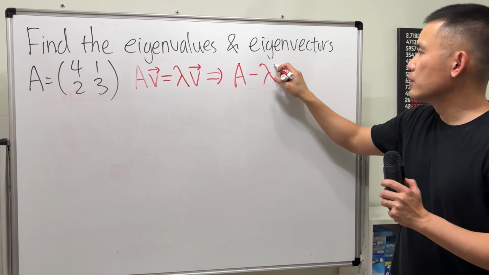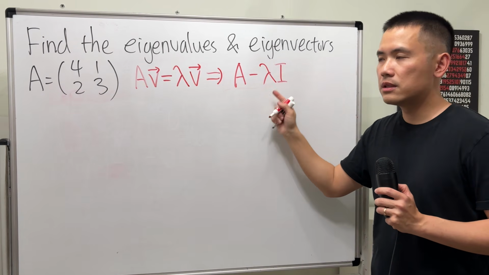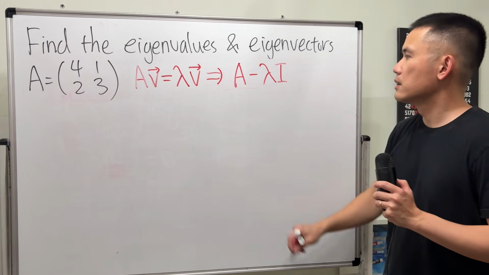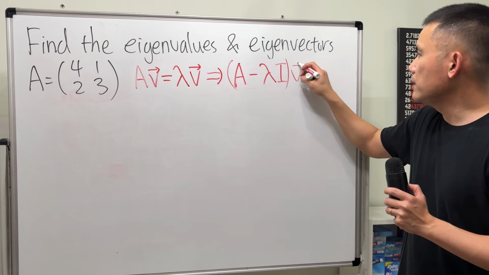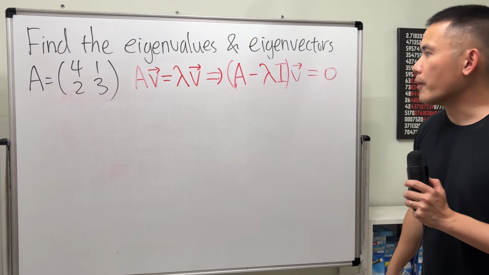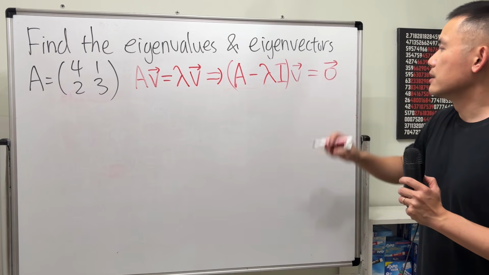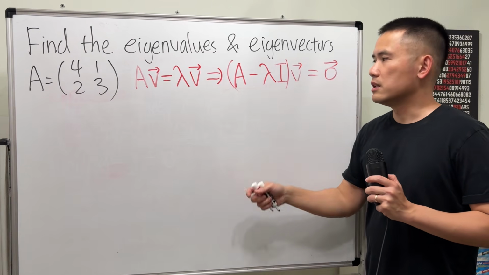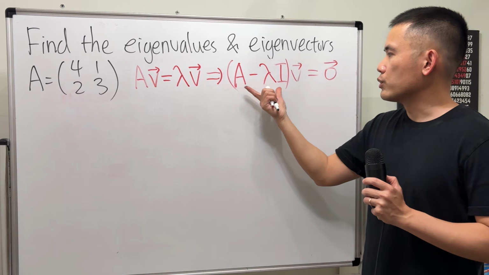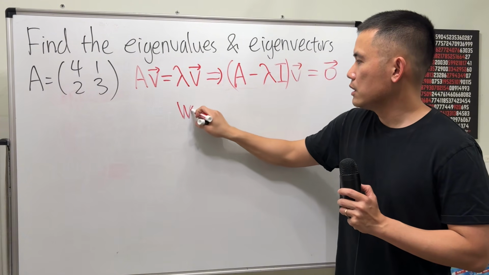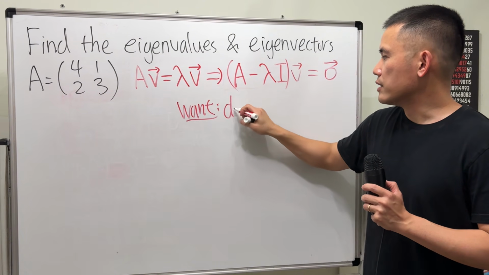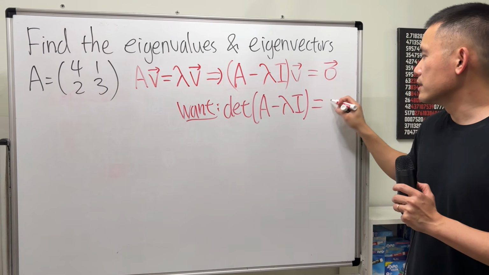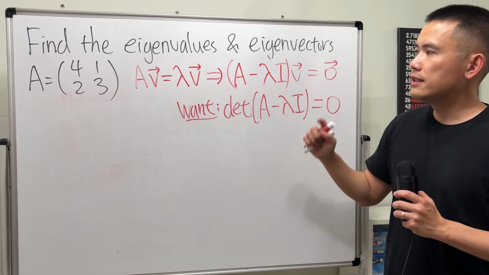Well, when we factor it out, remember, just multiply by the identity matrix. Here we have a 2 by 2 case, so this will be a 2 by 2 identity matrix. And then multiplied by the vector V, we need that to be 0, technically the zero vector. In order for us to achieve this, the key is we can apply the determinant. We want the determinant of A minus lambda times I to be 0. So this is what we have to do.